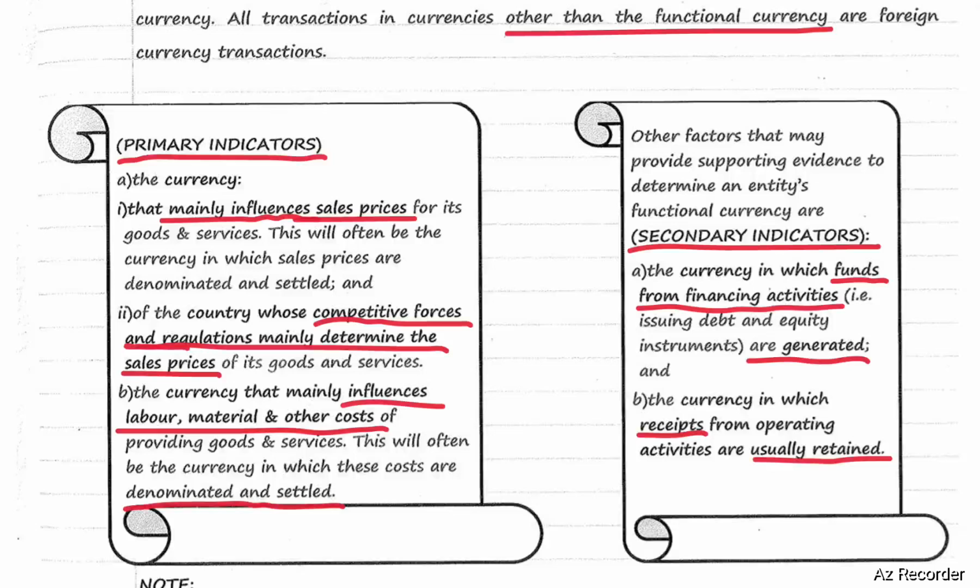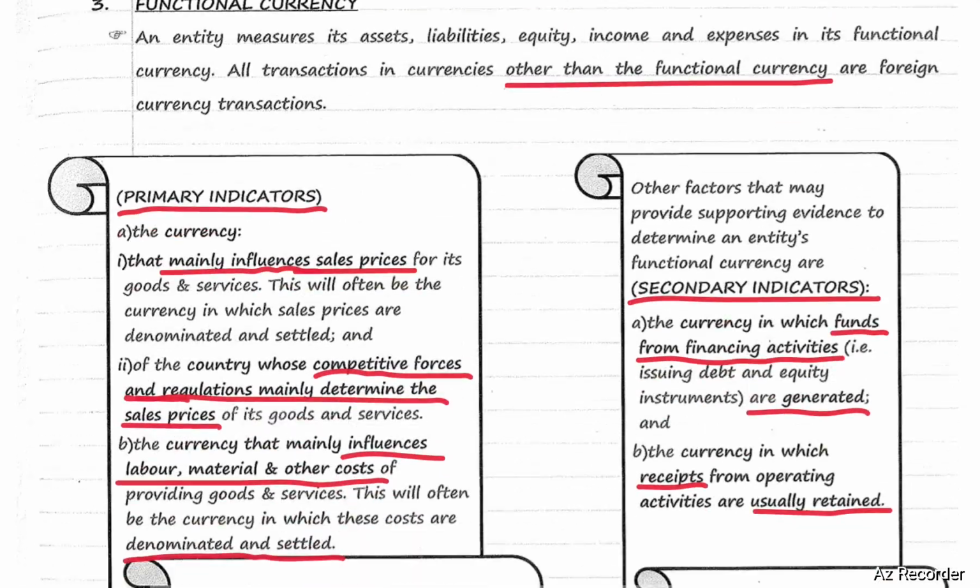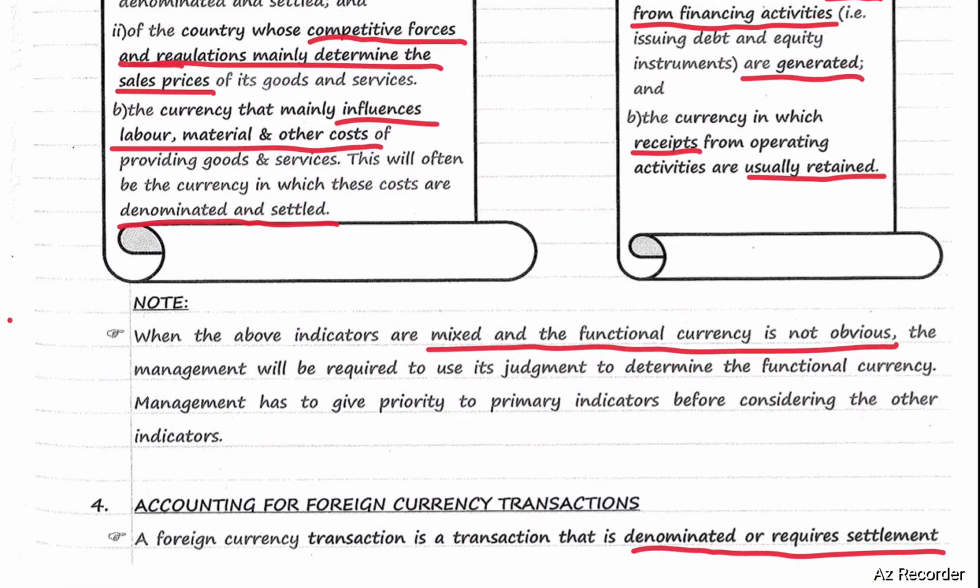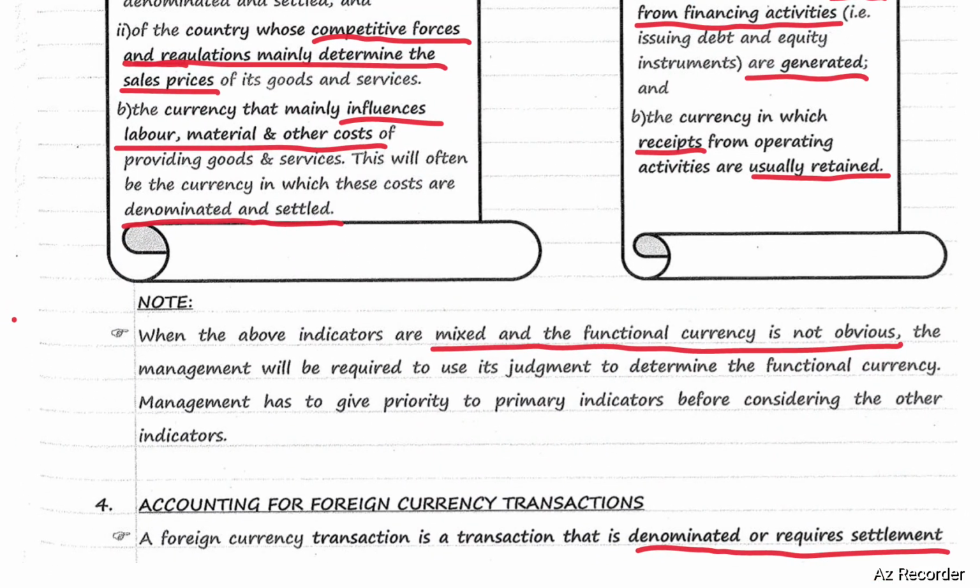Other factors that may provide supporting evidence to determine an entity's functional currency are secondary indicators: the currency in which funds from financing activities, that is, issuing debt and equity instruments, are generated, and the currency in which receipts from operating activities are usually retained. When the above indicators are mixed and the functional currency is not obvious, the management will be required to use its judgment to determine the functional currency. Management has to give priority to primary indicators before considering the other indicators.